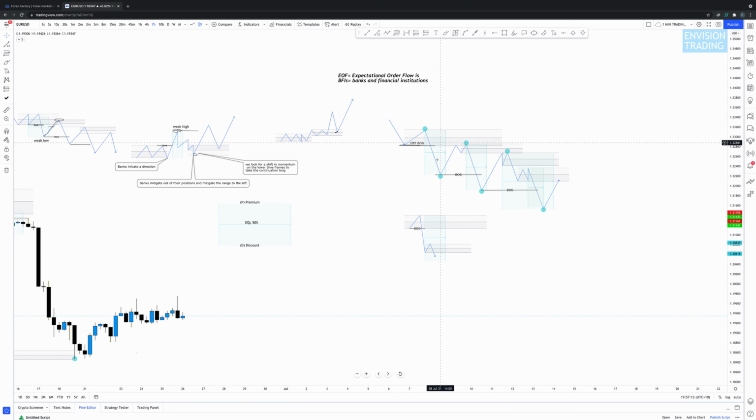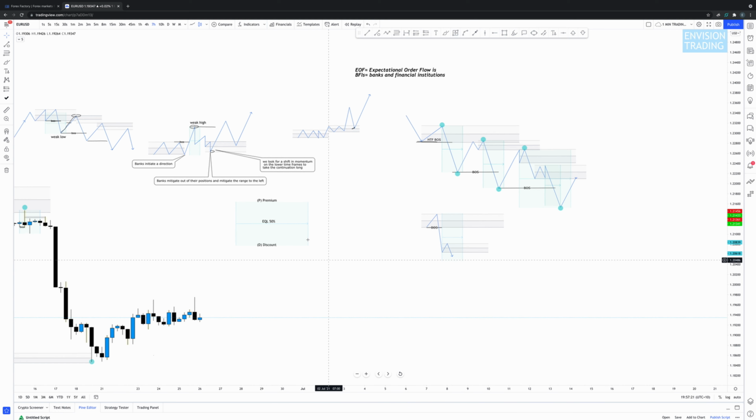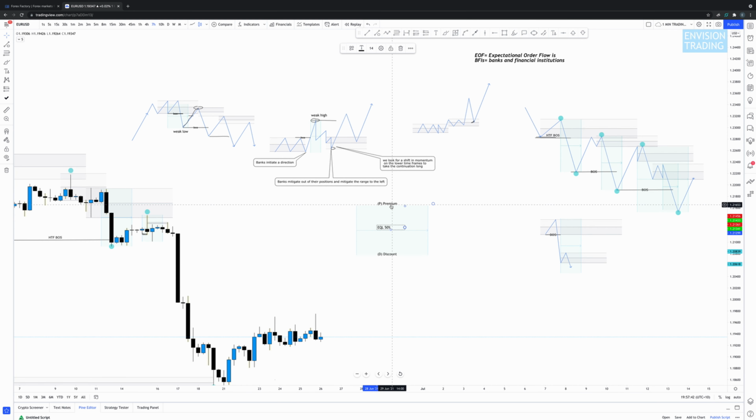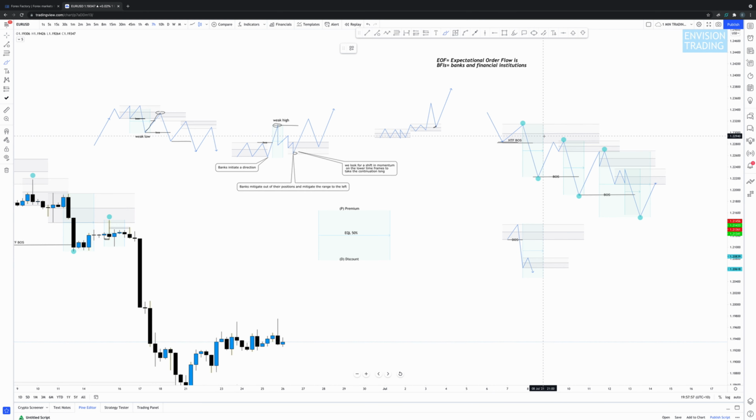And you're probably wondering what these green boxes are here. This is premium and discount pricing. You just need to remember this. The top is premium, the bottom is discount, and the middle is the equilibrium. What happens when they initiate prices? Banks are buying back up. And why are they doing that? To mitigate this range. Like why? They're doing it to get a better price.